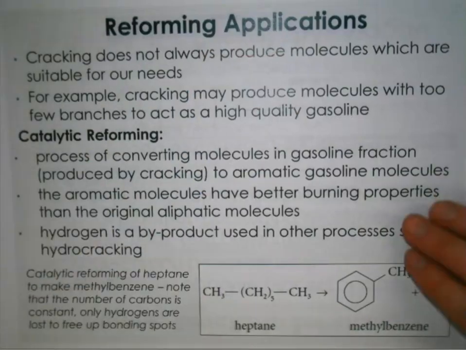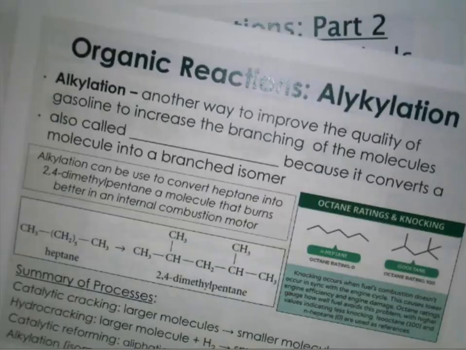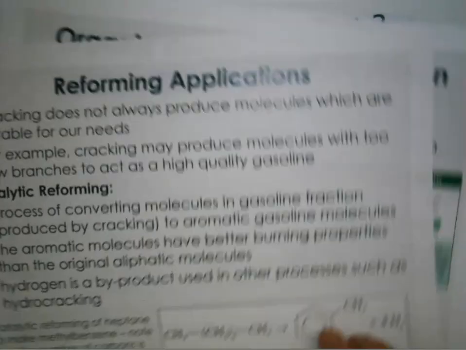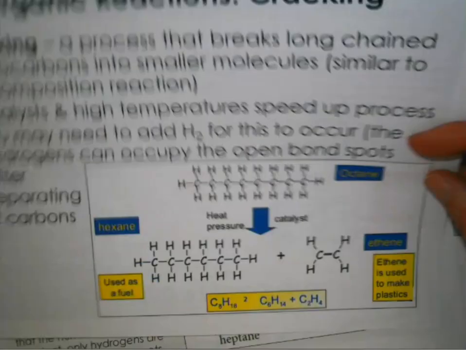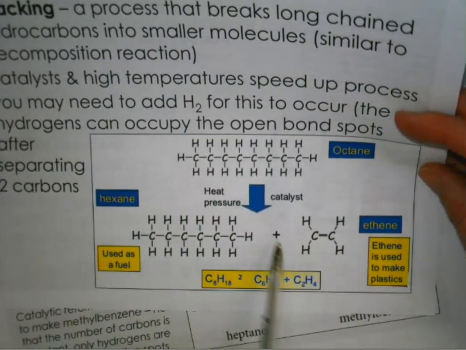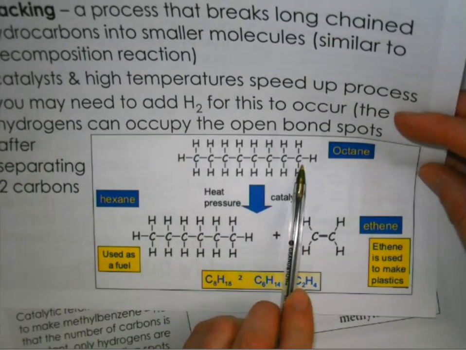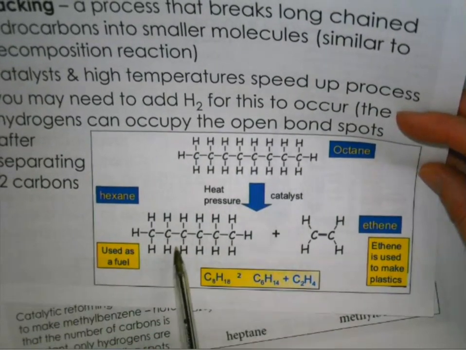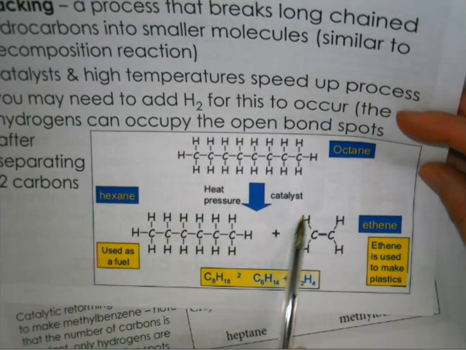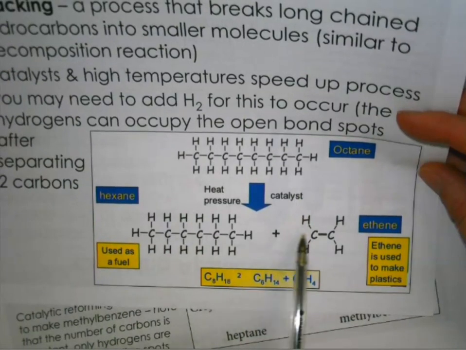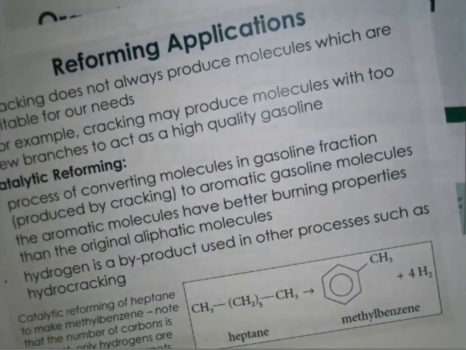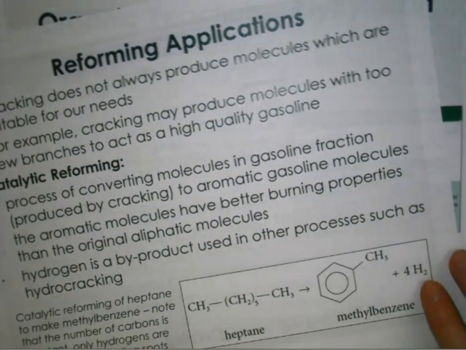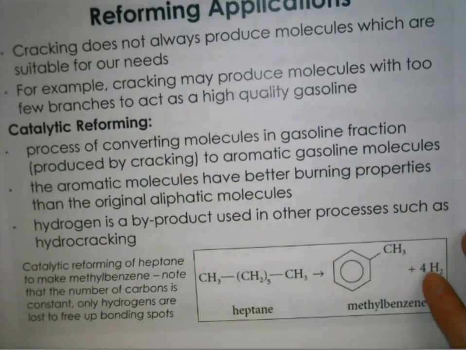I guess we didn't really talk about it in here, but I did mention a little bit here, with cracking, that when you break your single chain down into smaller ones, you need to have hydrogens to replace the empty bond spots on the carbons. So that's where this hydrogen that comes from reforming can be recycled and used for that.